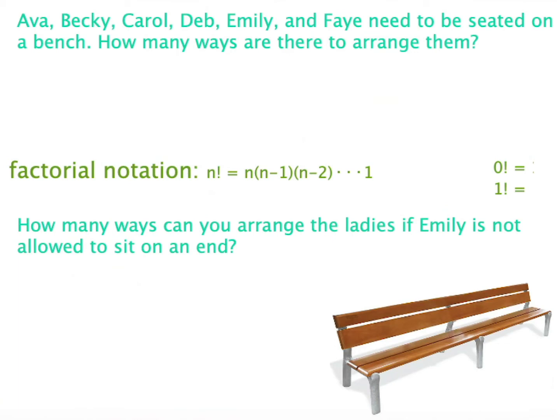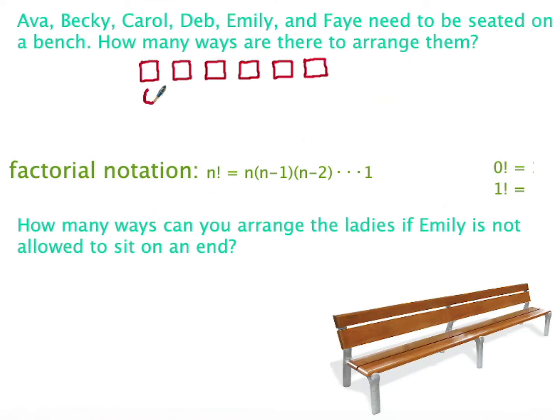Ava, Becky, Carol, Debbie, Emily, and Faye need to be seated on a bench. How many ways are there to arrange them? So we have A, B, C, D, E, F, and we need to put them on a bench. Let's do that same sort of technique where we make those 6 spots on the bench. And then we just decide how many choices we have.